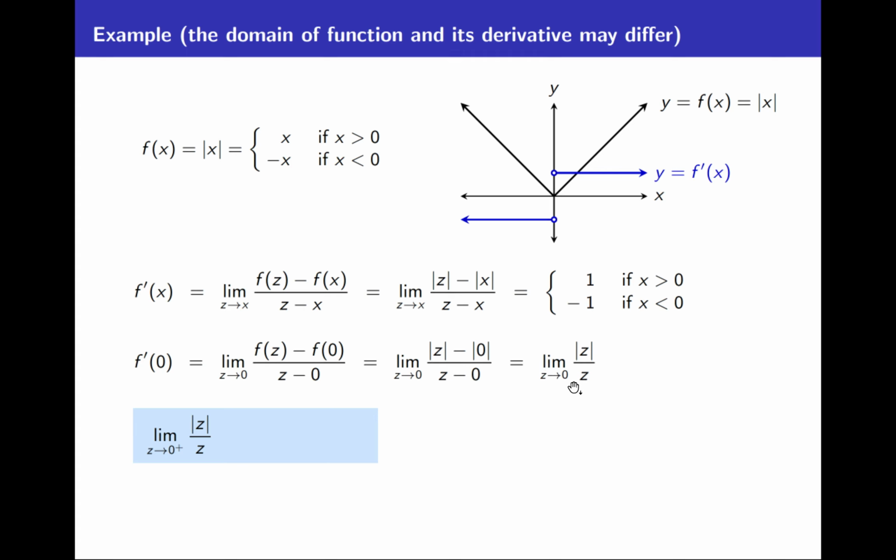The limit as z approaches 0 from the right of the absolute value of z over z would be, let's see, well, if z goes to 0 from the right, z is positive, so the absolute value of z is just z. So we get the limit as z approaches 0 from the right of z over z, which is 1.